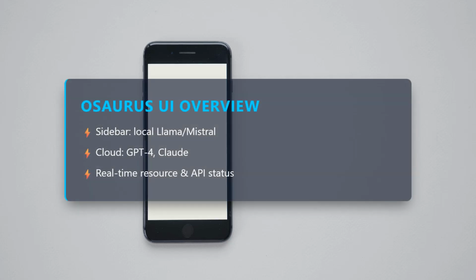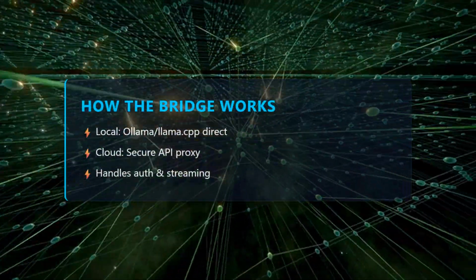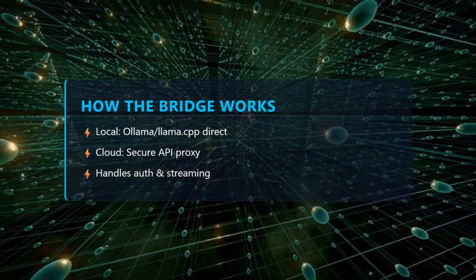Here's what the Osaurus window looks like. A clean sidebar lists your local Llama and Mistral models alongside cloud options like GPT-4 and Claude. The main chat pane lets you pick a model with a drop-down, and responses appear instantly. You can also see resource usage indicators for local models, and API key status for cloud services, all in one view.